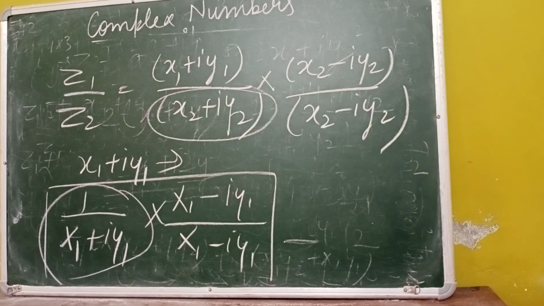As in earlier classes we have studied what conjugates are. If we are using the conjugate of the denominator, then we use it with the sign changed. Here in complex numbers also, if the complex number is a plus ib, the conjugate of a plus ib will be a minus ib.